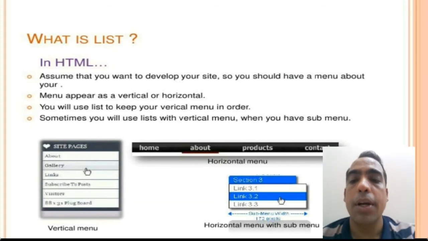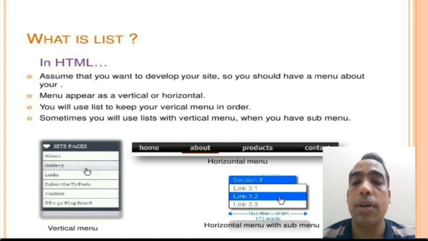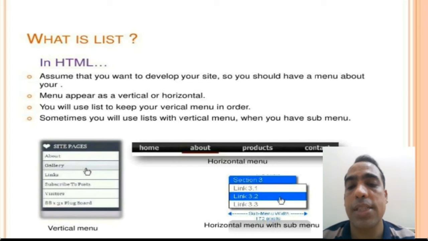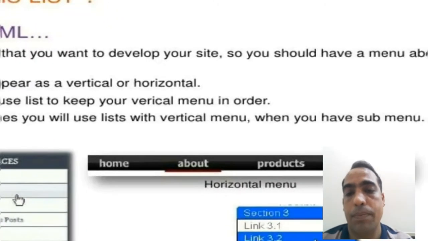What is a list? In HTML language, assume that if you want to develop your website, then you should have a menu for your website. A menu appears as vertical or horizontal. You will use a list to keep your vertical menu in order. Sometimes you will use a list with a vertical menu when you have some menus. You can see this in the diagram.